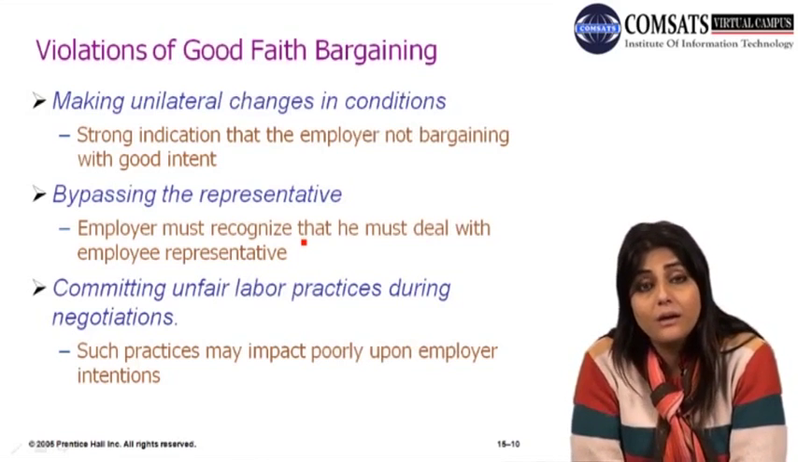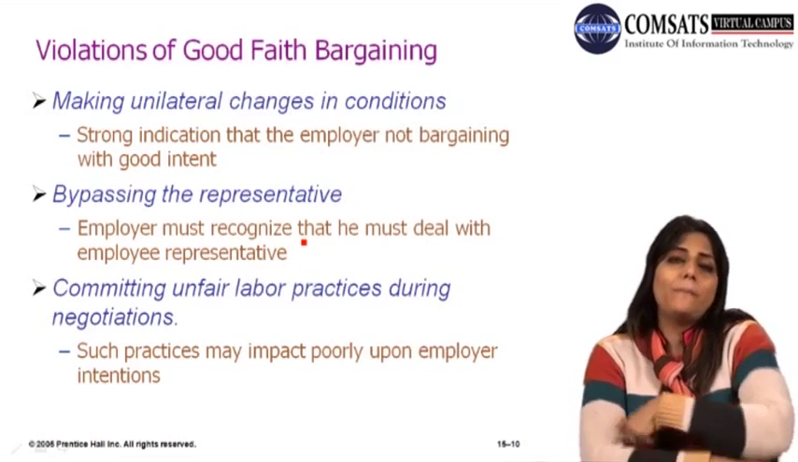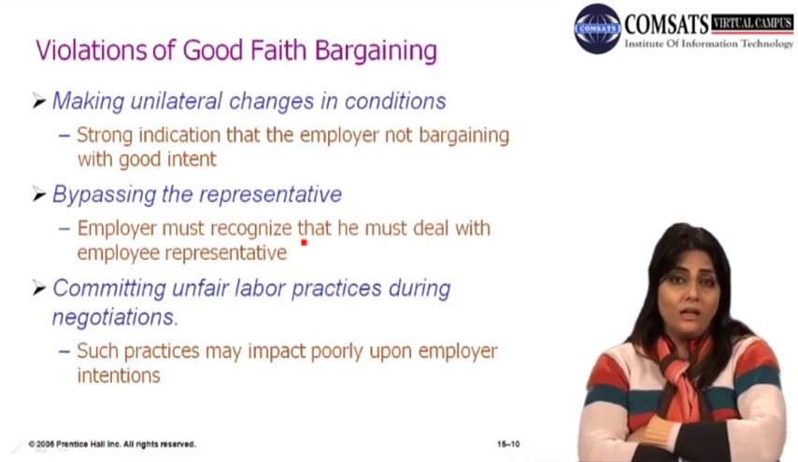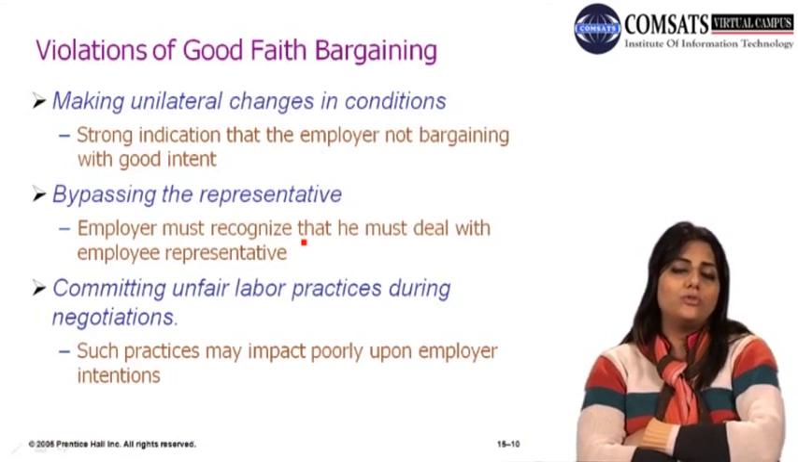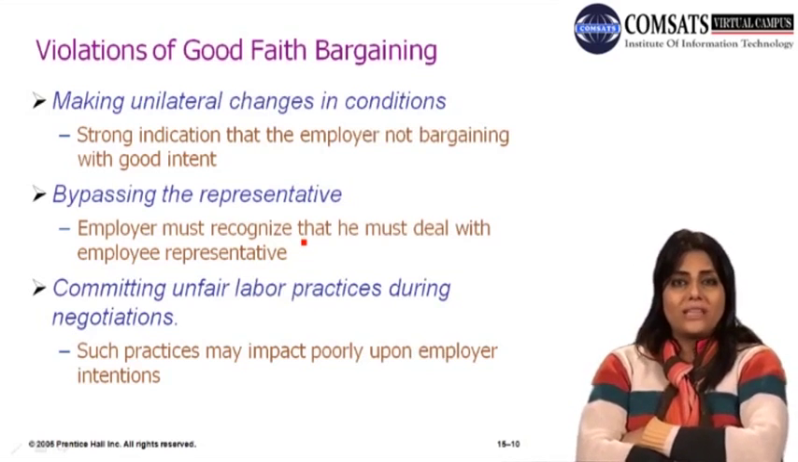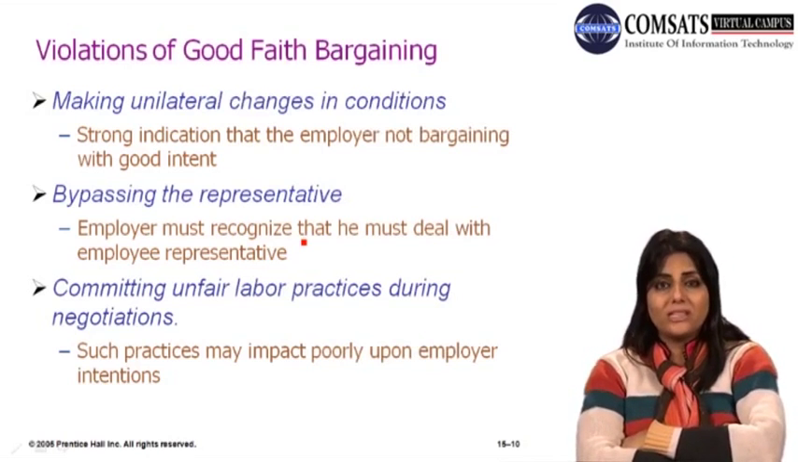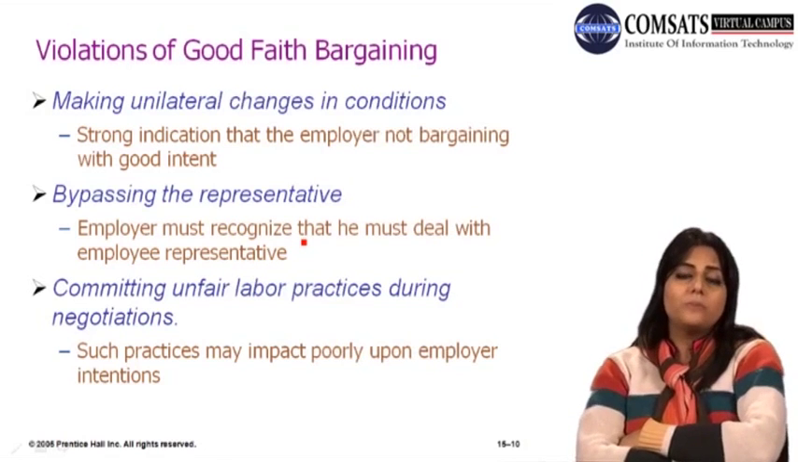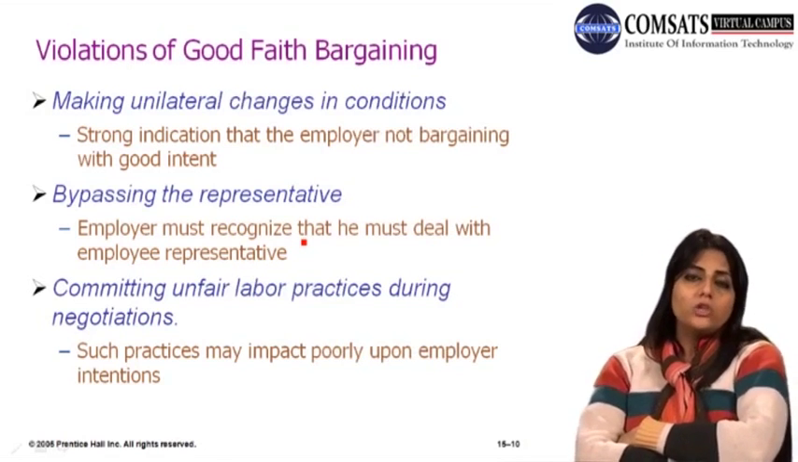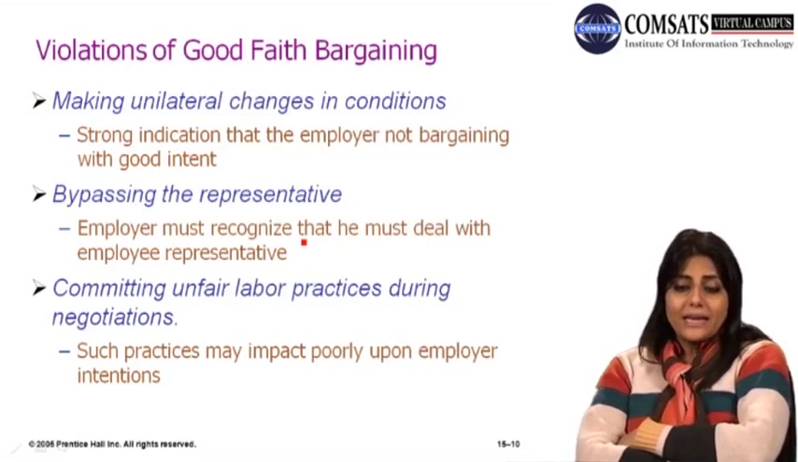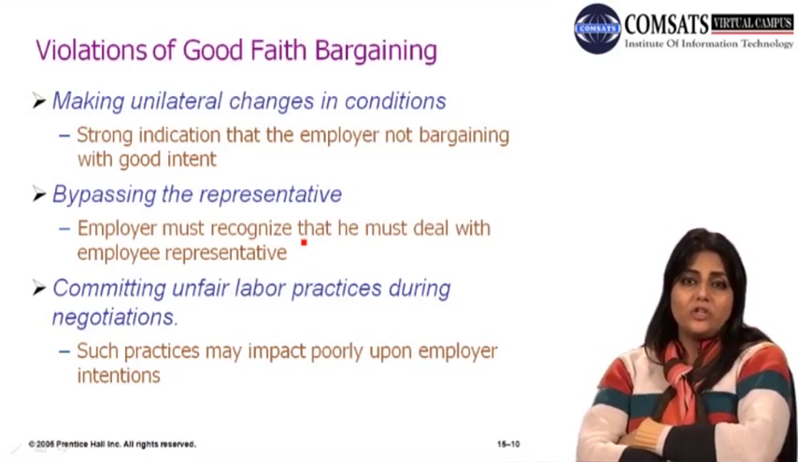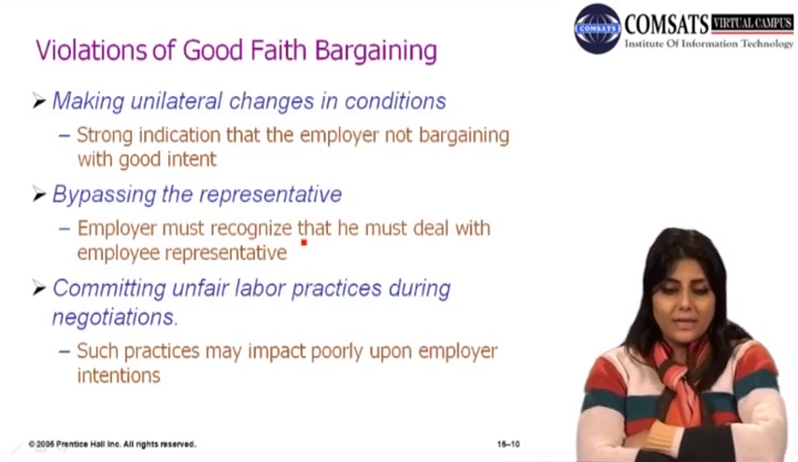Then sometimes the employers tend to bypass the union when they don't recognize the union or the union representative. What they do is try to bypass the representative, right? But the employer must recognize that he must deal with the employee representative, because it is the collective bargaining process which is between the employee representative and the employer. So the employer needs to recognize the employee representative, and he needs to conduct the negotiations with the employee representative without bypassing him or her.